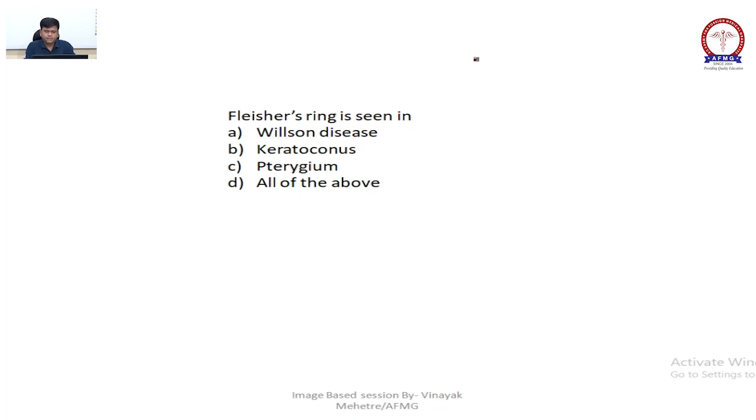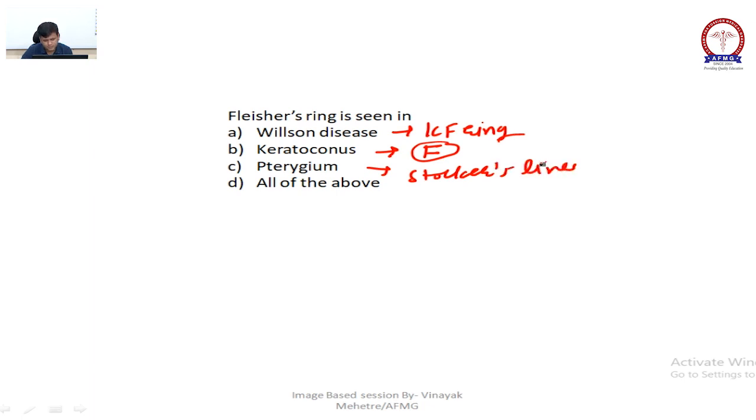Okay, now next, Fleischer ring is seen in Wilson disease, right? No, wrong. Wilson disease we will see KF ring. In keratoconus we will see Fleischer ring, only F, not KF. In pterygium, what we will see? Stocker's line.